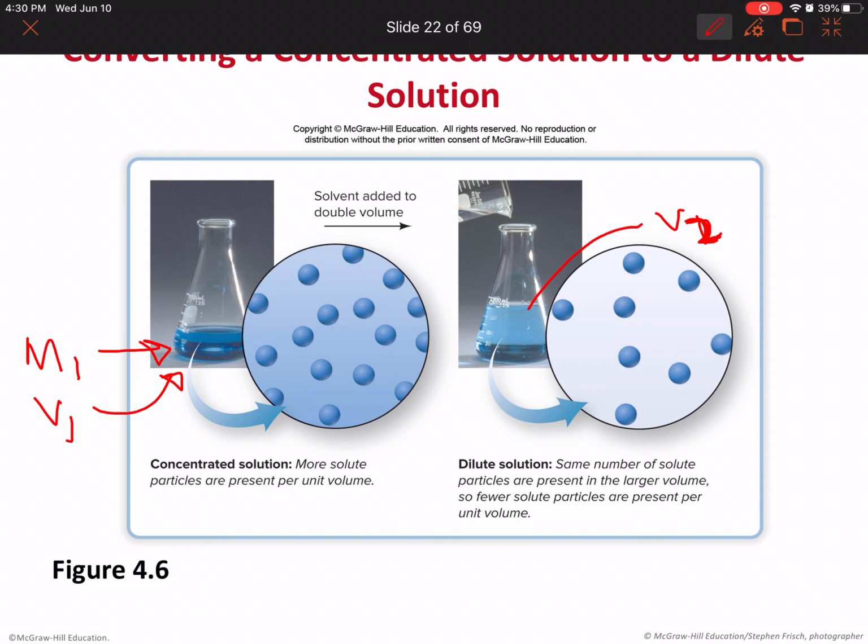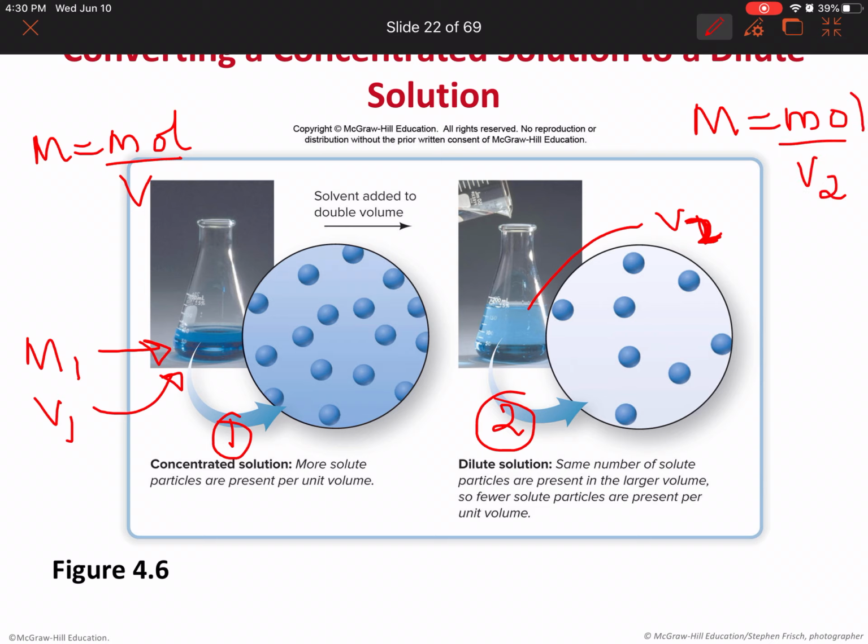Now we know molarity equals moles over volume, correct? So volume here is V2. Now if the molarity equals moles over volume, it has the same number of moles. In your first solution and the second solution, you have the same number of moles, but now you have a different volume. So do you think the molarity is going to change? It's going to change, right? Because now we have a different volume. So we can consider this as M2.